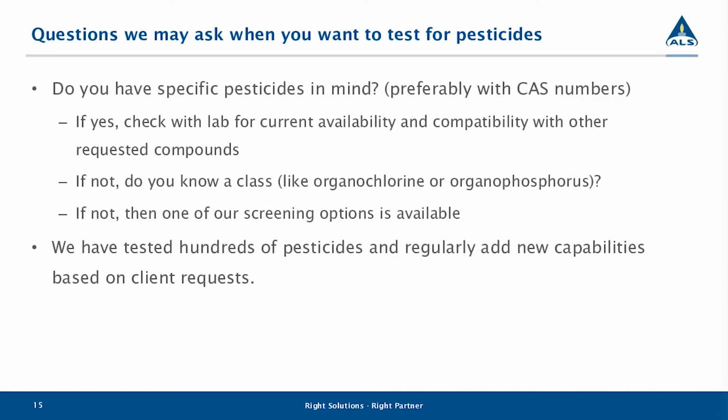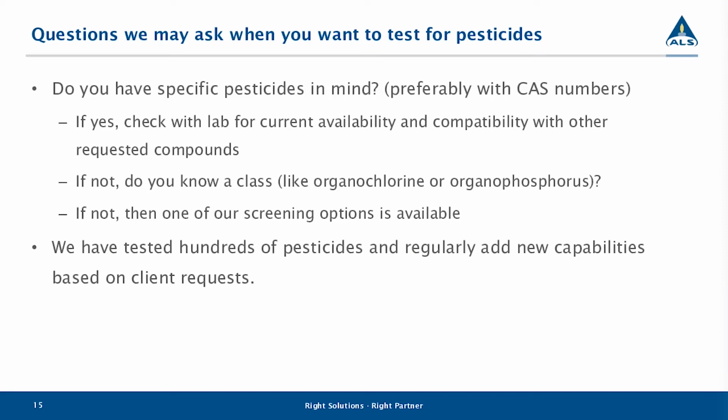So these are the kinds of questions we will ask you when you approach us about a pesticide sampling project. If you have specific pesticides in mind that you know were used or potentially used, that's the best way to start. We prefer you have access to the chemical registry numbers, the CAS numbers if available, or MSDS sheets that will have CAS numbers. That helps because a lot of pesticides are registered under brand names or compound names, so there is some variability in the same pesticide being called a couple different things just with brands.